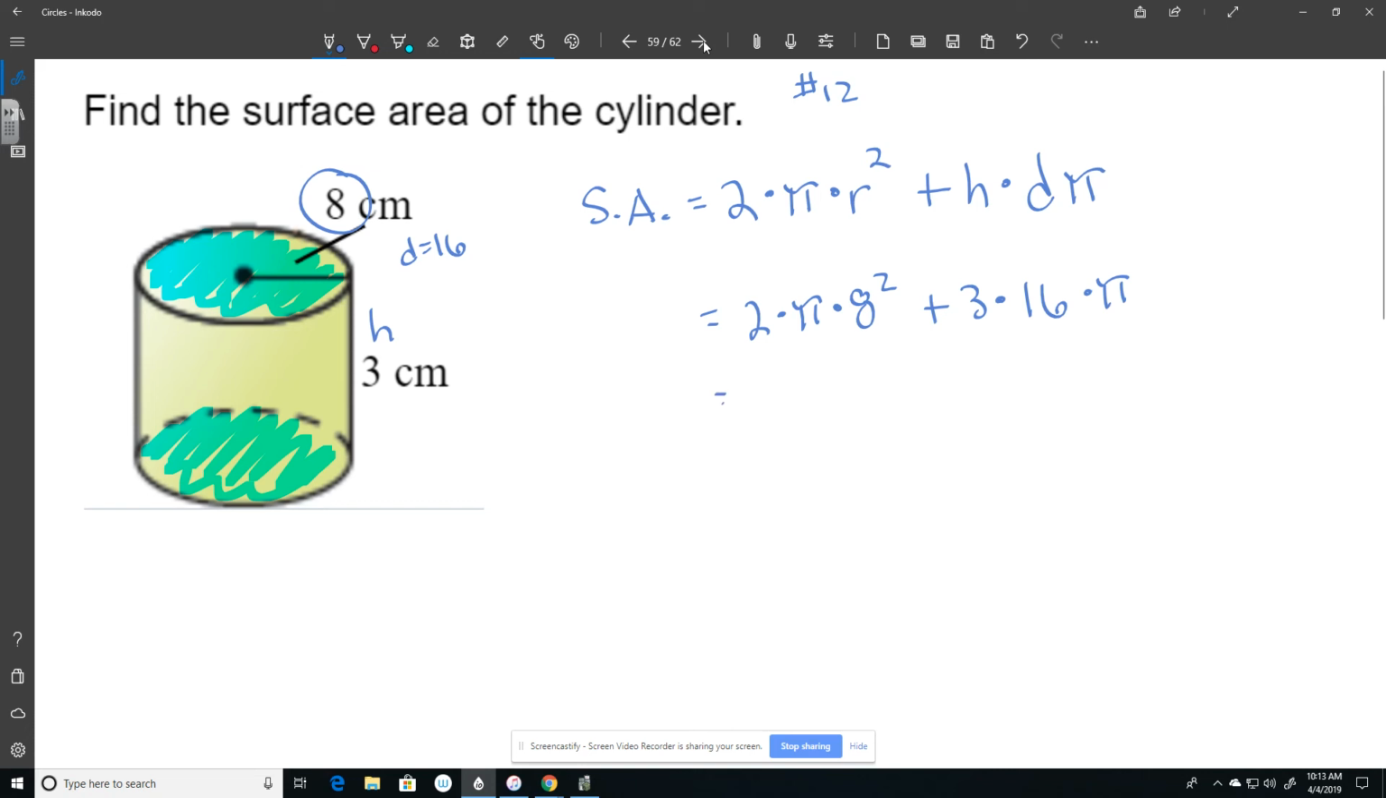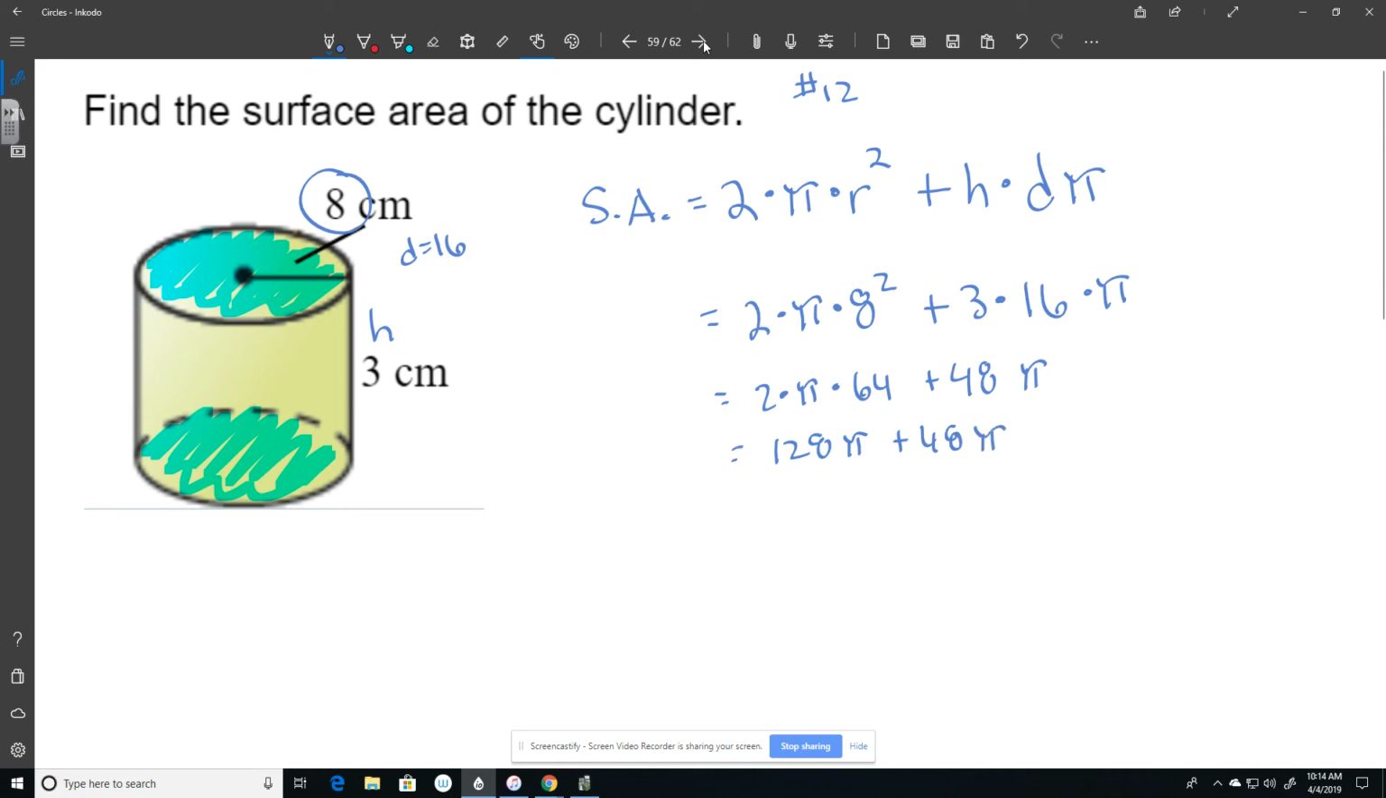So let's clean that up a little bit. 2 times pi times 8 squared is 64. Plus 3 times 16 is going to be, well, 2 times 16 is 32. So another 16, that's 48 pi. And in this one, I can do the 2 times 64, which is 128 pi plus 48 pi.